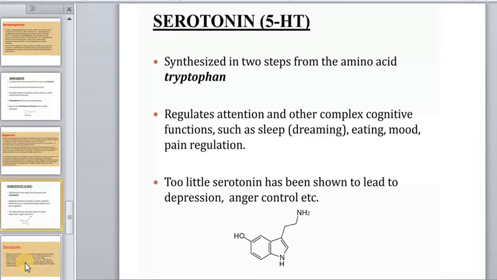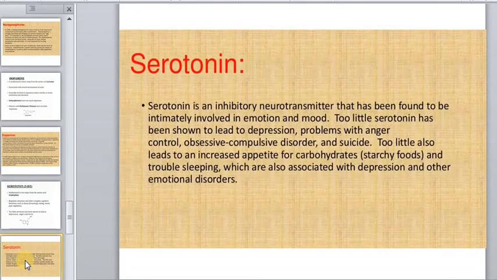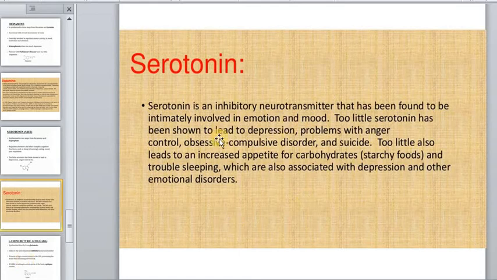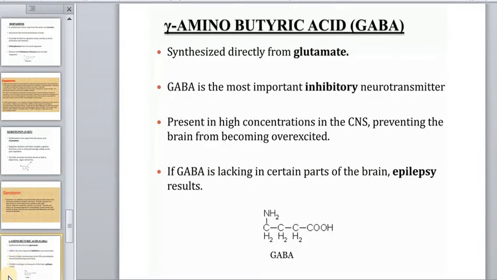Serotonin contributes to feelings of well-being and happiness. It regulates attention and other complex cognitive functions such as sleep, dreaming, eating, mood, and pain regulation. Too little serotonin has been shown to lead to depression. And you see a little history and disorders with this molecule.